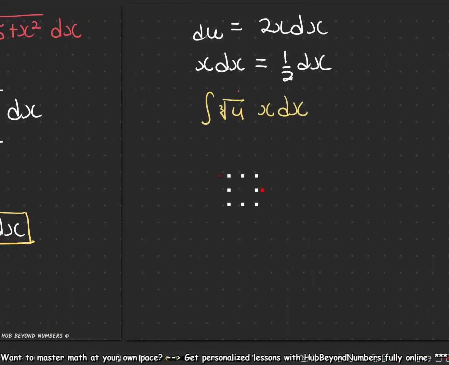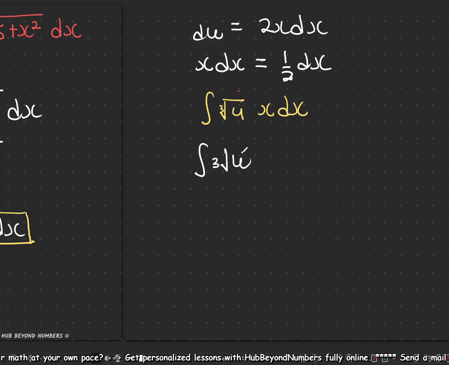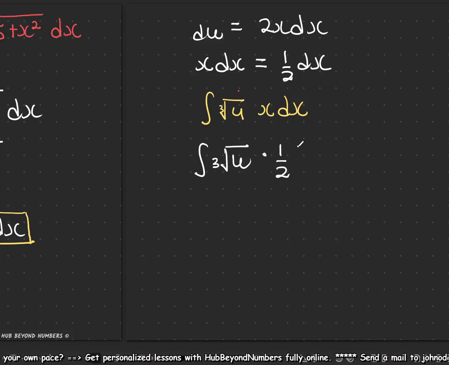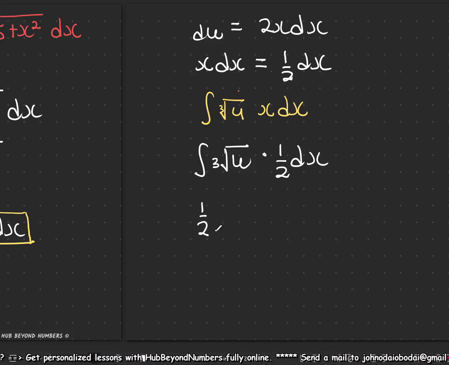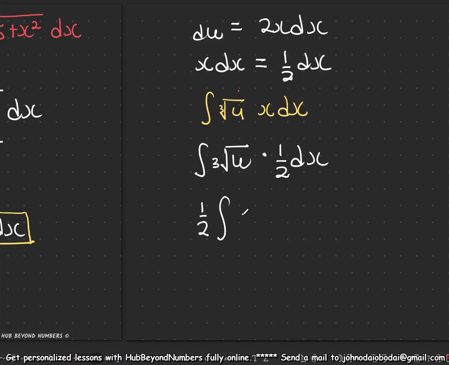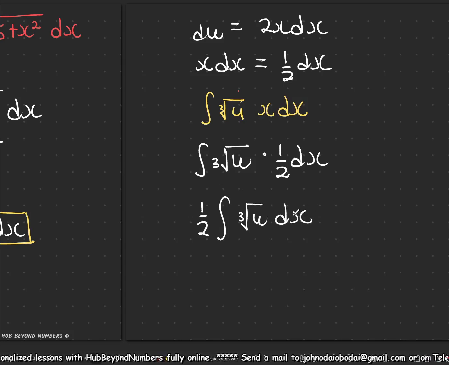So that instead of the integral of the cube root of u x dx, we rather put 1 over 2 du. You see, and since the half is a constant, we can bring it out here, so that we have 1 over 2, the integral of the cube root of u du. So this is how the question has been simplified, right? And then we now want to apply our integration.